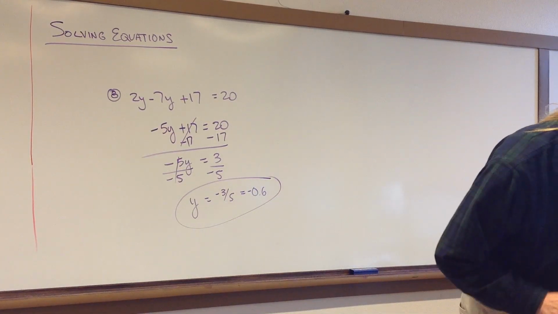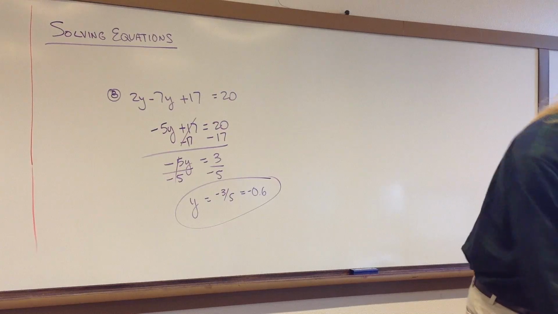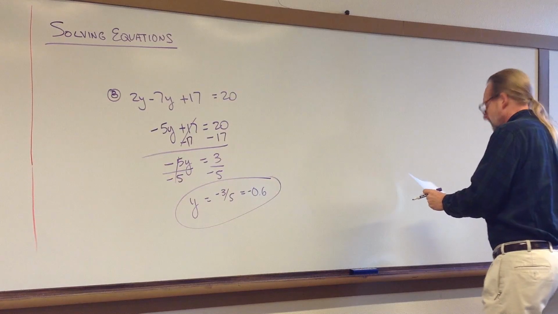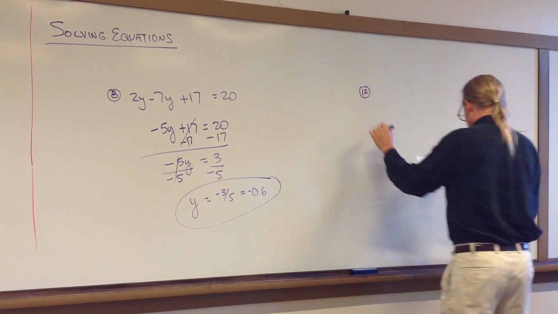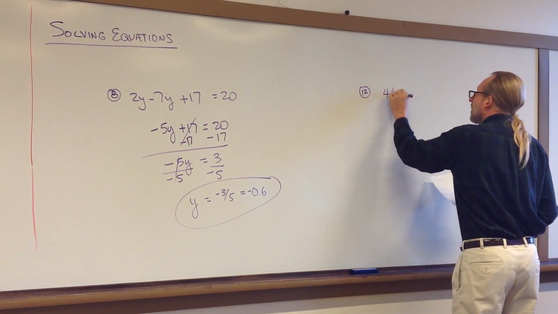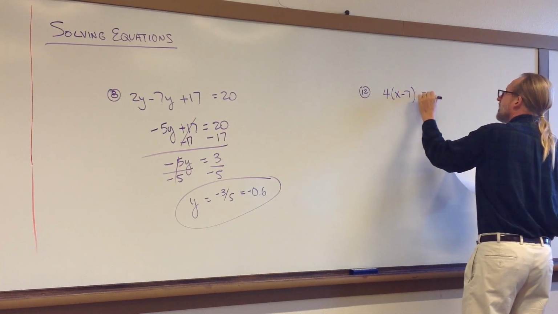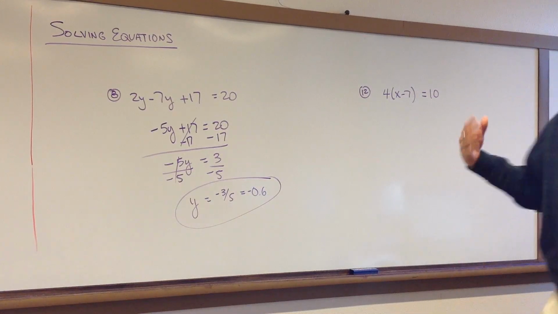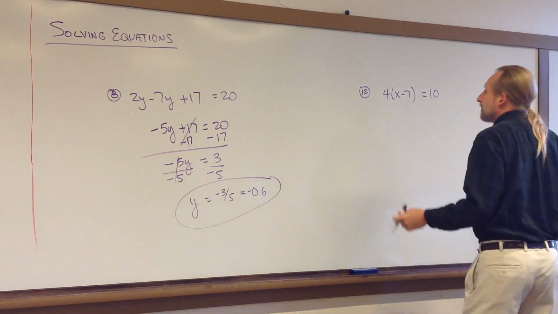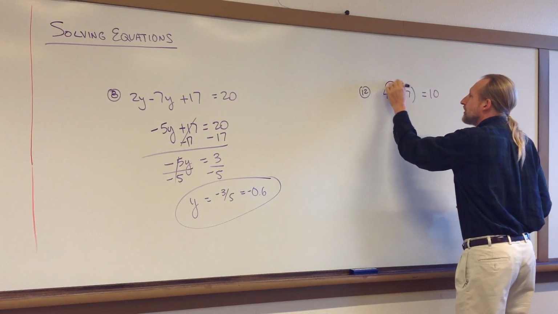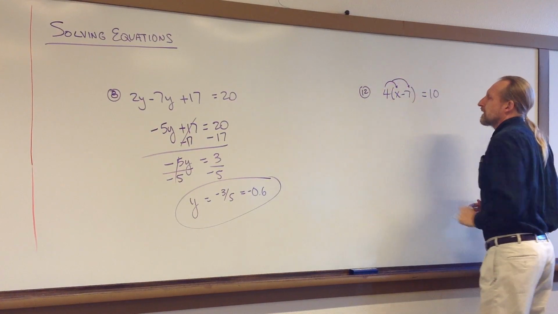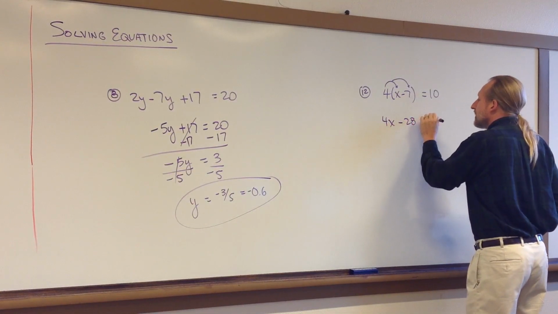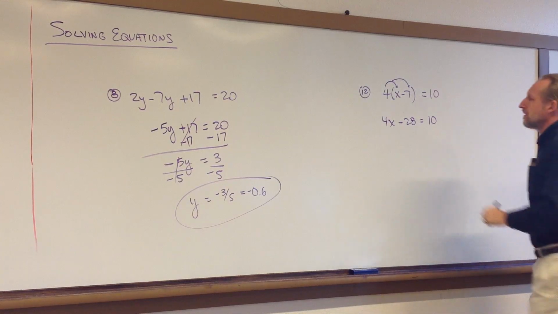Okay, let's see here. Then we get to something like, let's say problem 12. Here we've got 4 times x minus 7 equals 10. So this is the concept that we talked about with the distributive property, where you can distribute this multiplication across the subtraction that's inside the parentheses. So this will be 4x minus 28 equals 10.